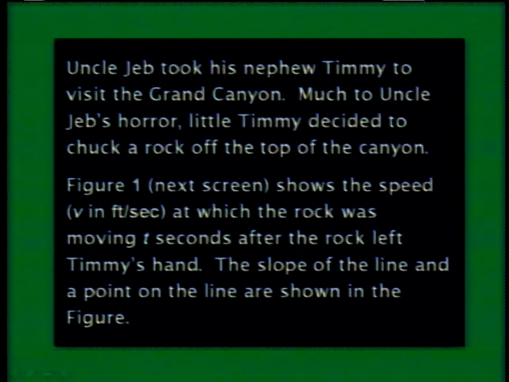Figure 1, which is on the next screen, shows the speed, which we're going to identify as v, measured in feet per second, at which the rock was moving t seconds after the rock left Timmy's hand. The slope of the line and a point on the line are shown in the figure.